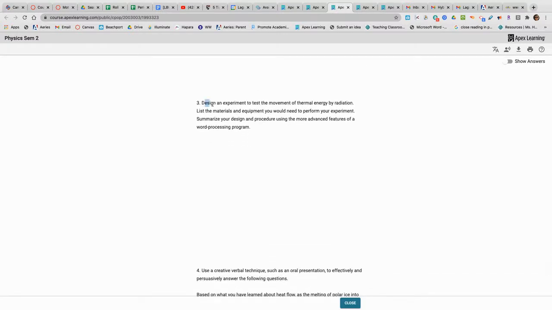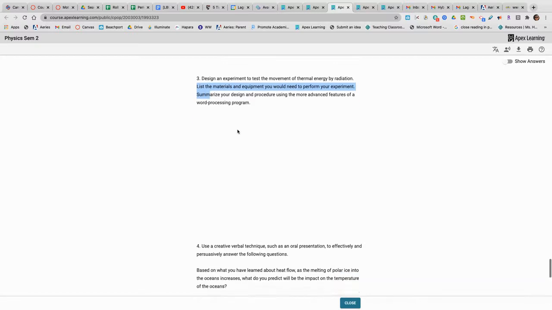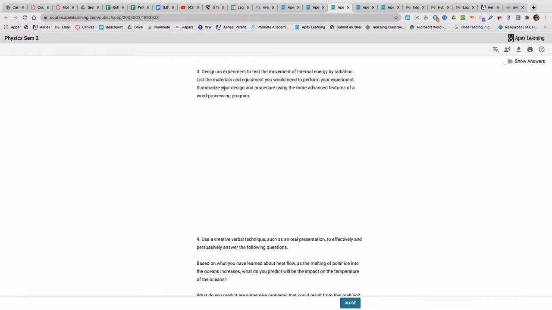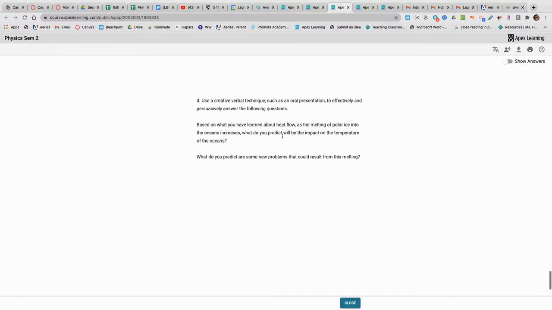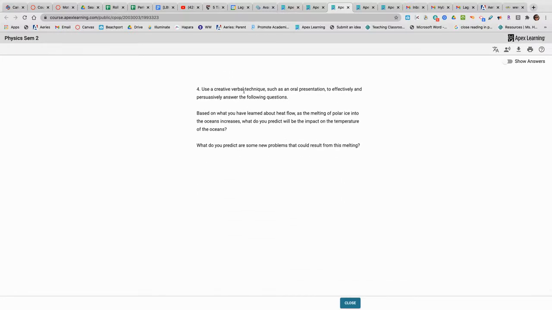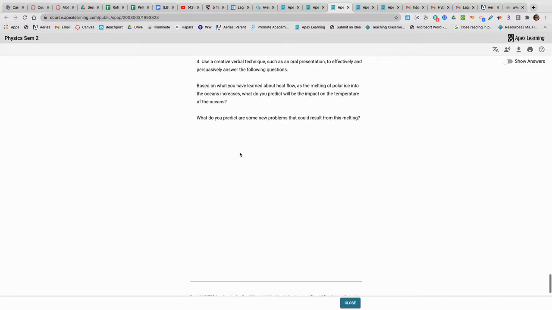And then you're going to design an experiment to test the movement of thermal energy by radiation. So by doing that, you're going to list the materials and the equipment. Again, you're not doing this experiment. You're just telling me what you would do, how you would do the experiment, and summarize your procedure. Use a creative verbal technique such as an oral presentation to effectively and persuasively answer the following questions. You can just type the answer to this question. You don't have to do a presentation. So you can just type it out.